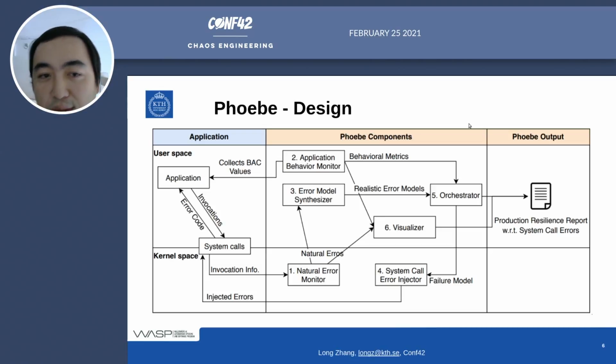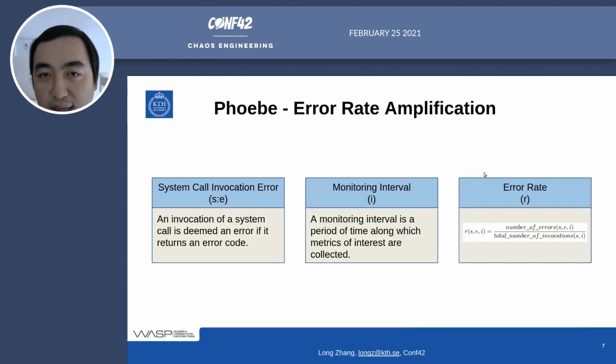So a question here is how to synthesize realistic error models. Now we have got natural errors, and we can also analyze these errors, like what's the error rate, what is the error code, etc. And then we have to use different strategies to generate realistic error models. And here our idea is to amplify the error rate. Because given a limited time, we would like to learn as much as we can in a chaos engineering experiment. So we need to somehow amplify the error rate, but we still keep it realistic. This can be done by keeping the type of the system call the same, and then slightly increasing the happening rate of this specific error, so we can observe enough data in a chaos engineering experiment.